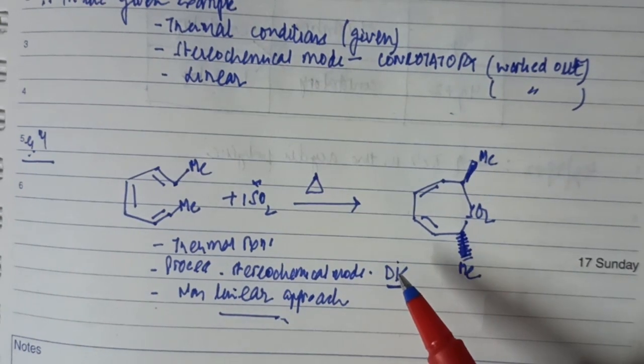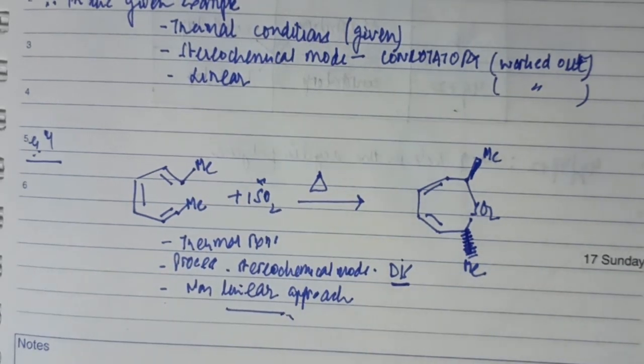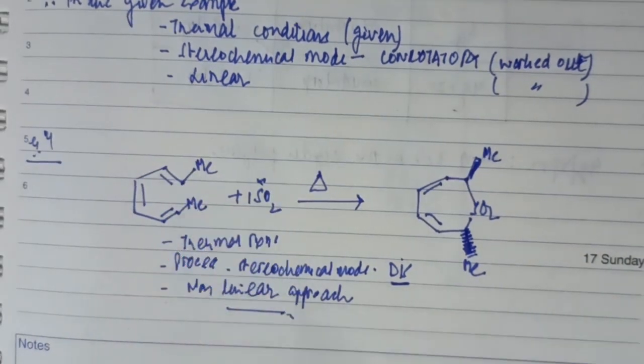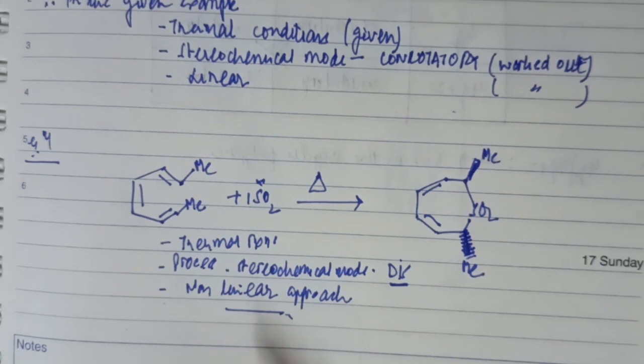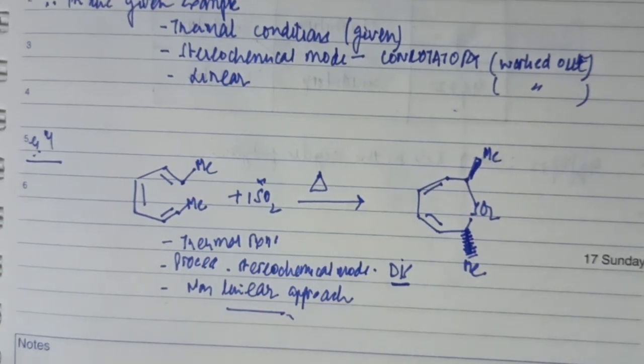Disrotatory stereochemical mode would mean that the terminal lobes of the same phase are interacting. Terminal lobes of the same phase will only interact once you have a system in which the signs are similar. Now, let's consider this. Hexatriene. Under thermal conditions, the HOMO is Psi3. Psi3 HOMO would mean that there are 2 nodes. 2 nodes means that the terminal lobes of the same phase have the same signs.